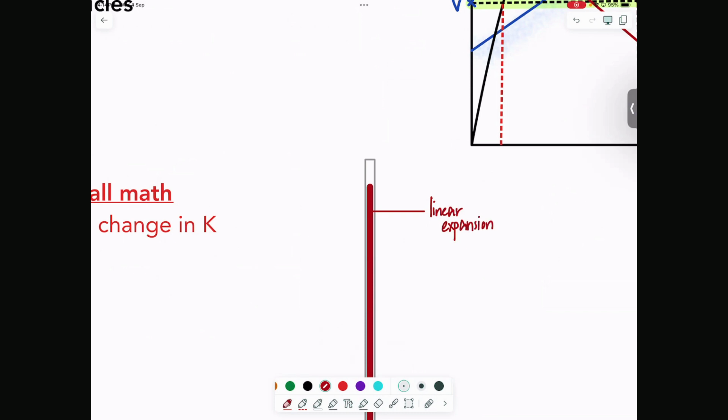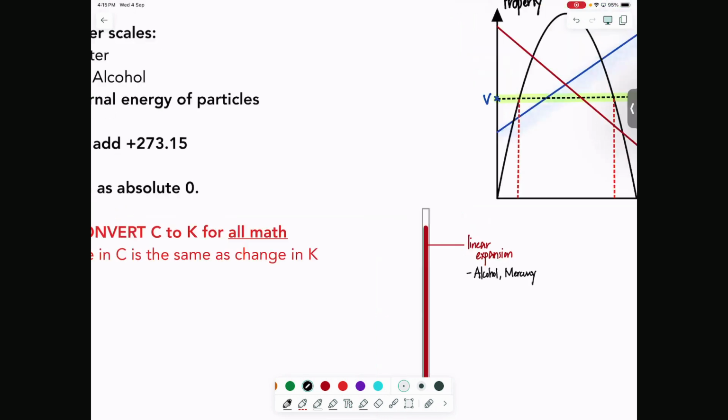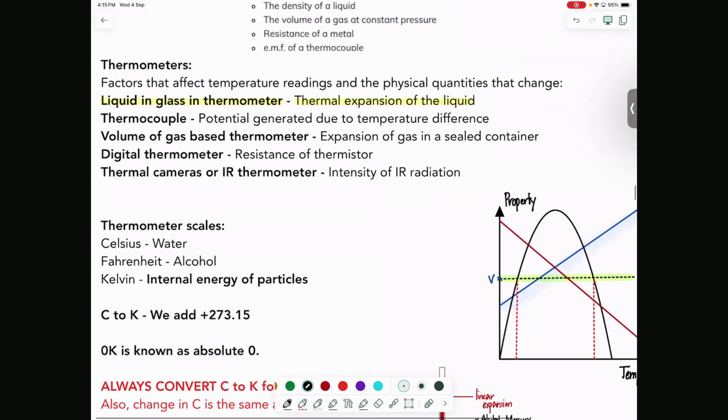What kind of liquids show linear expansion? So you have alcohol, and what else? Mercury. What doesn't show linear expansion is water. So you don't have a thermometer that's made with water inside it. Water has strange behavior. I think I talked about it. If you heat water, it expands, and if you cool water, it contracts. Fine, right? But as you keep cooling, at one point it again expands. That's when it becomes ice, right? So yeah, that's the liquid in glass thermometer.